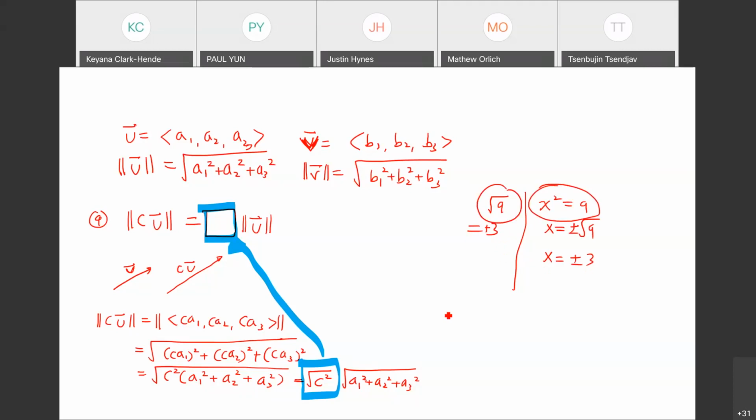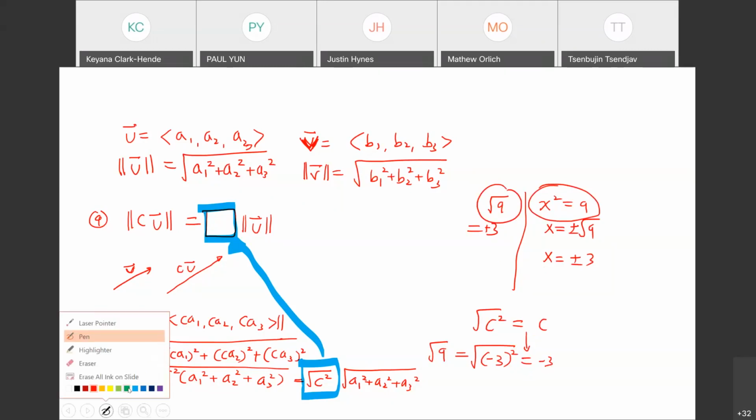People say that radical c squared equals c. Let me follow. Let me trust you now. Since I trust you so much, I'll follow you exactly. You say c equals negative, so according to your formula, I have to write negative 3. You're lying. How come radical 9 is a negative 3? This is a lie. Don't lie to me.